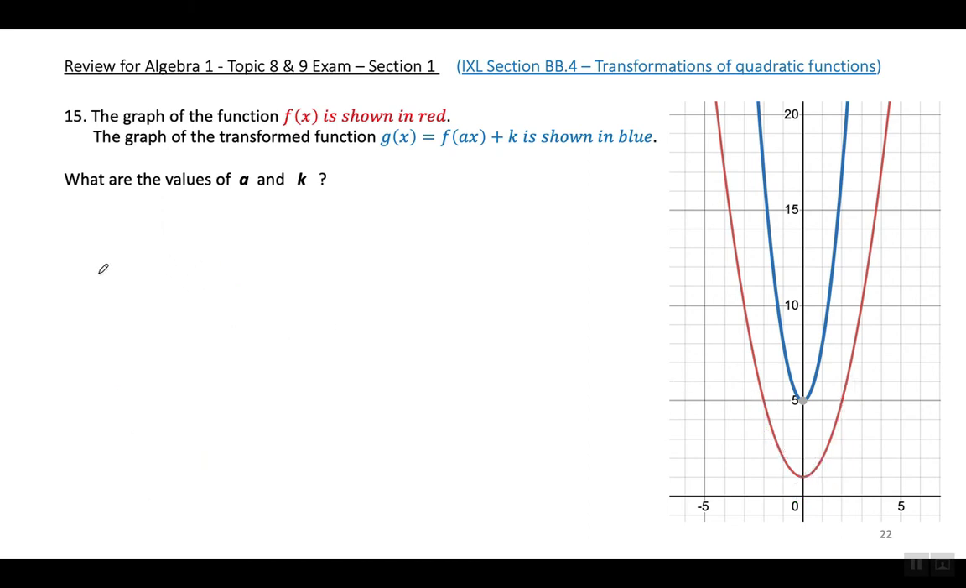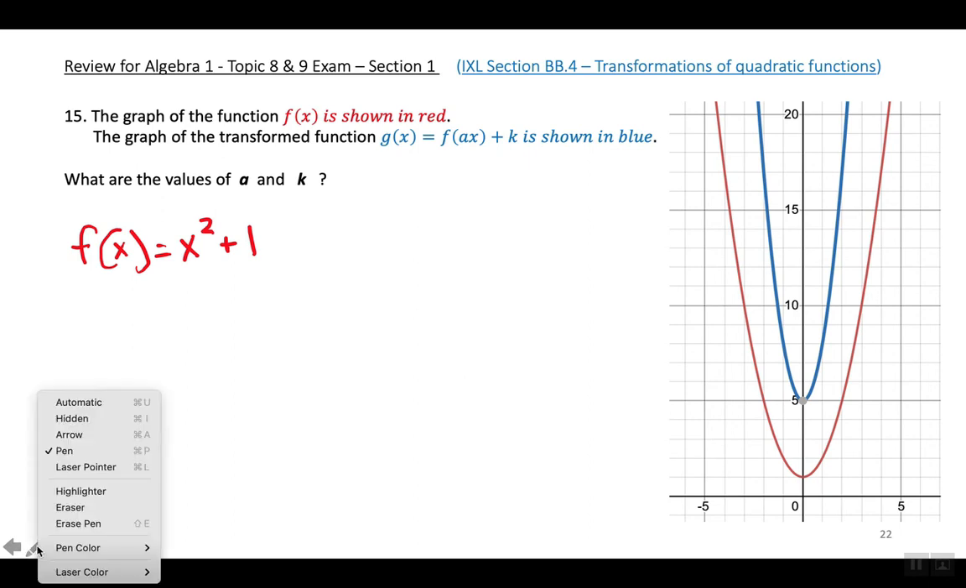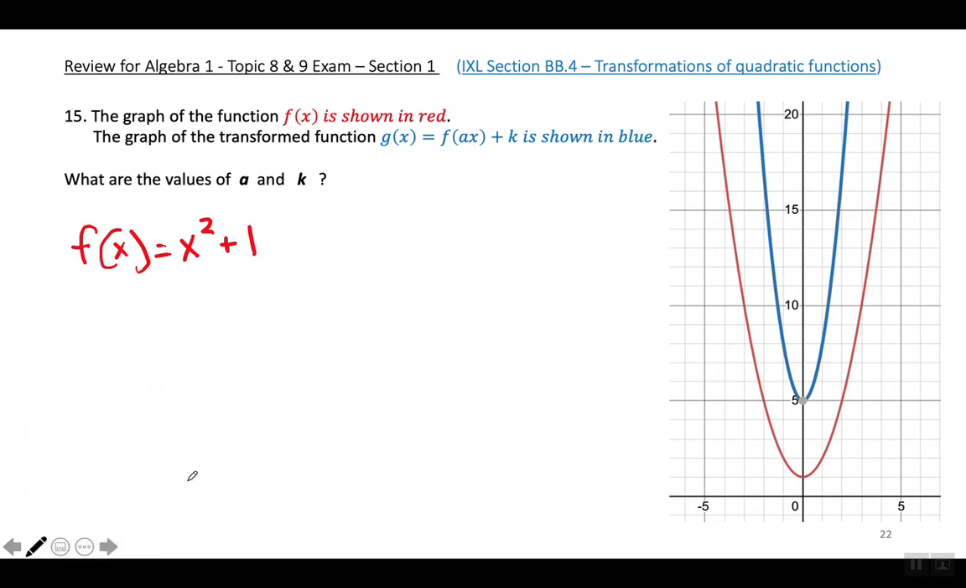How do I write that? Like this. I'm sorry, not g of x, f of x. It's the parent function with everything moved up 1 unit. Remember, if you write a number at the back here, that moves it up or down. So this is the equation for f of x. Now let me show you how to get the equation for the blue line, which is g of x. This one's going to be a little bit more work.